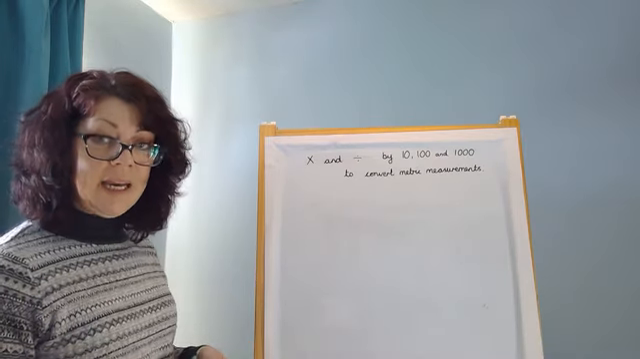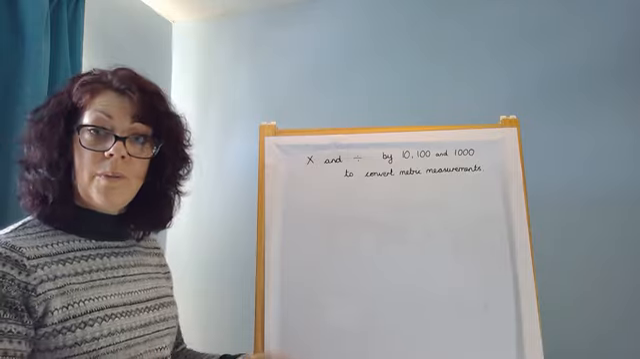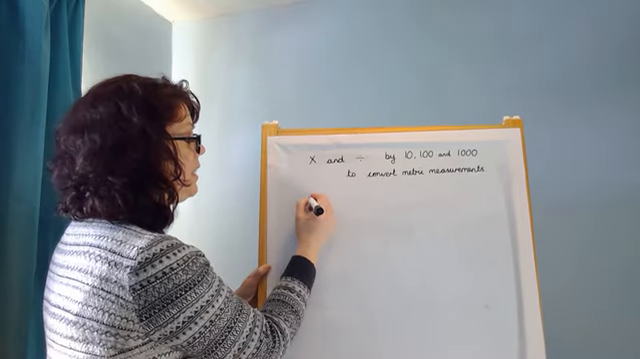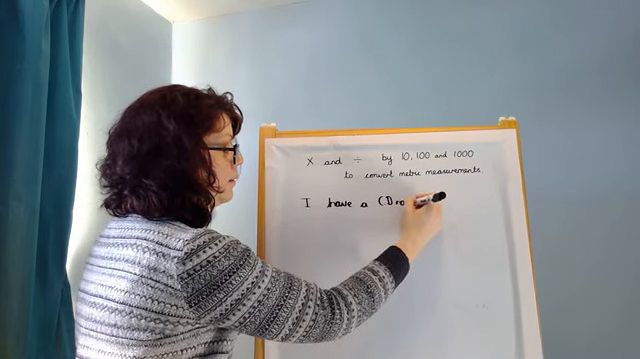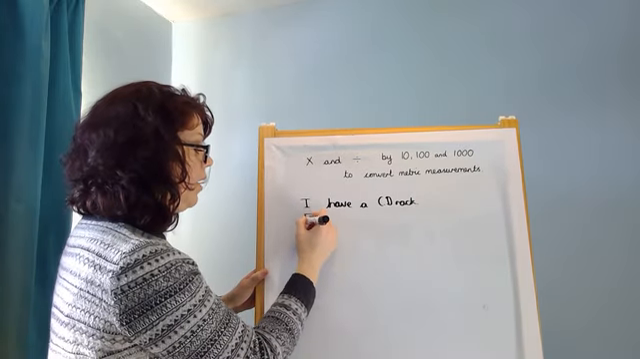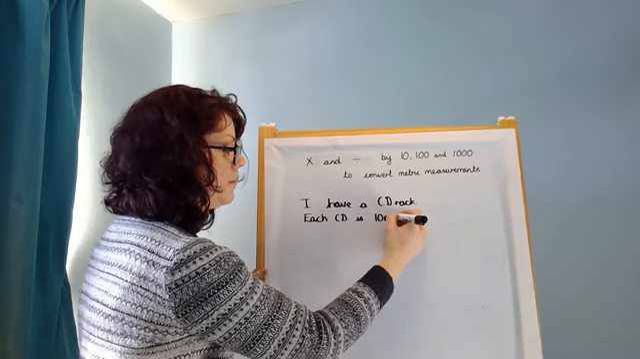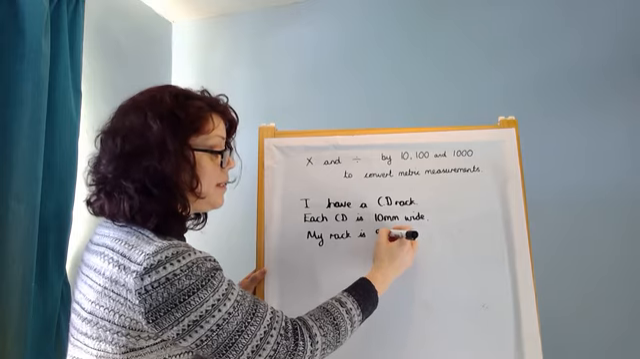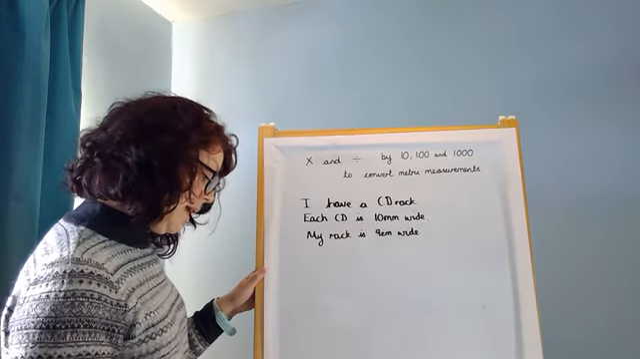So one of the first things that you need to check is that your measurements are the same, that if you've been asked one thing in centimetres, another thing in metres, you need to convert them to both metres or both centimetres. It doesn't really matter which, it's whichever you find easiest or whichever is most logical. So for instance, if I have a CD rack, each CD I own is 10 millimetres wide. Okay, my rack is 9 centimetres wide. So you can see I've got 2 different types of measurements there.